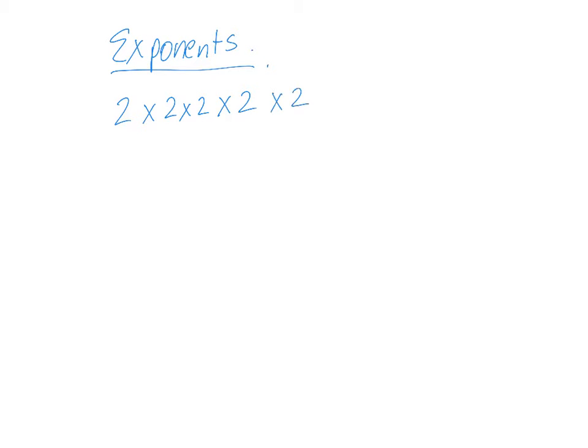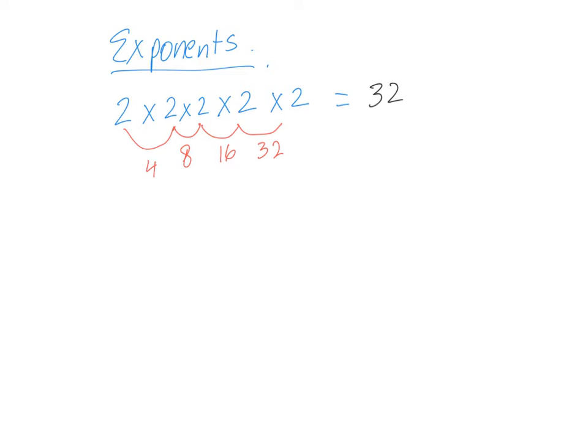So today we learn about exponents. An exponent is just a simplified form of multiplying a value numerous times. For example, if I wanted to multiply 2 by 2 by 2 by 2 by 2. Now if I solve this, I'll get 4, then I'll get 8, then I'll get 16, then I'll get 32. So my final answer would be 32.